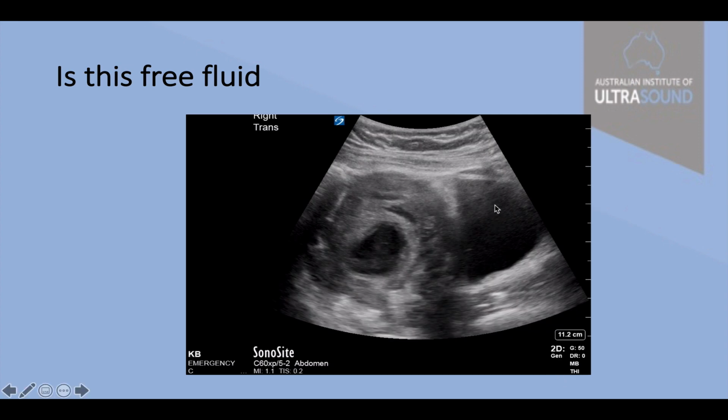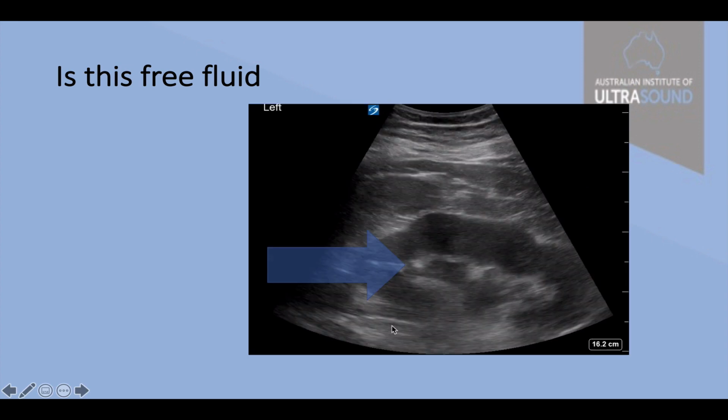Suprapubic long, is this free fluid here? Certainly fluid, but this is bladder. This side we've got uterus. Here we have the gestational sac, possibly a little perisac hematoma. Free fluid in this picture, abdominal fluid, would be back here behind the uterus, obeying gravity.